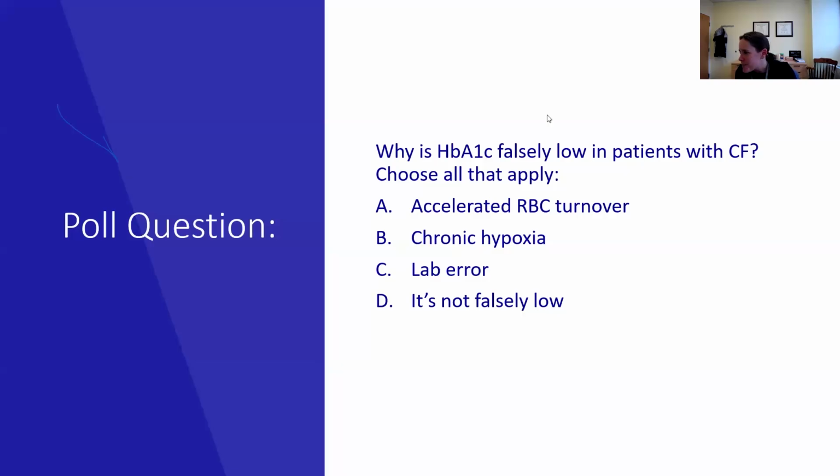So interestingly enough, the answer is actually, I would like to argue, and you can tell me if you believe me or not, it's actually D. It's not actually falsely low. I learned in residency and even in fellowship that it was accelerated red blood cell turnover, chronic hypoxia. This was causing the A1C to not reflect actual red cell glycation.